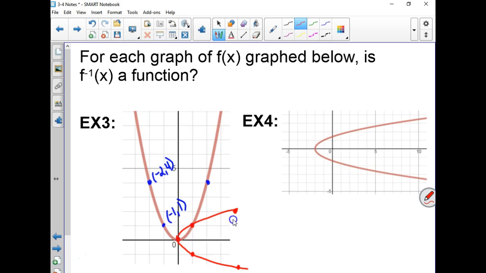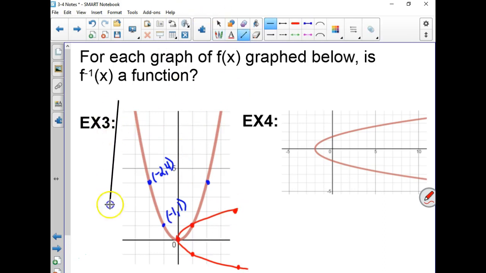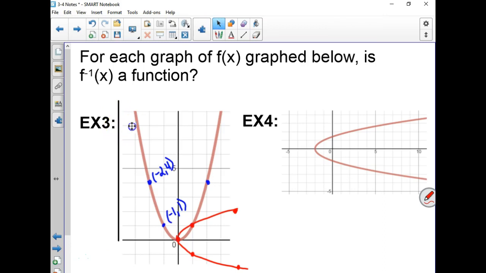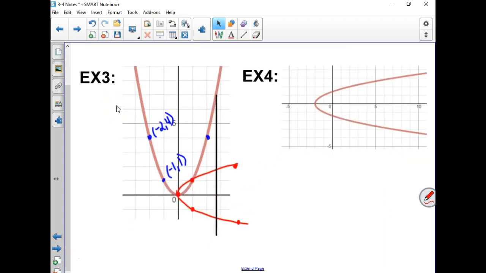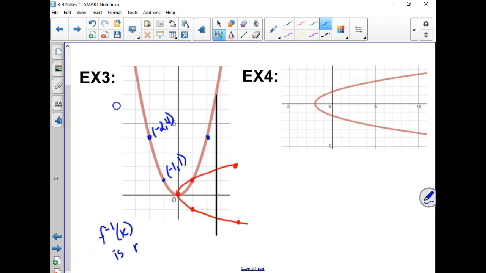Remember that we test to see if it is a function by doing the vertical line test, and the vertical line hits more than 1 point on the inverse. So on this one, f inverse of x is not a function. Now, there's a way we can tell that without having to actually graph it, because I think the reflection over the line y equals x is kind of hard to picture sometimes. Folding it diagonally there is hard to picture.